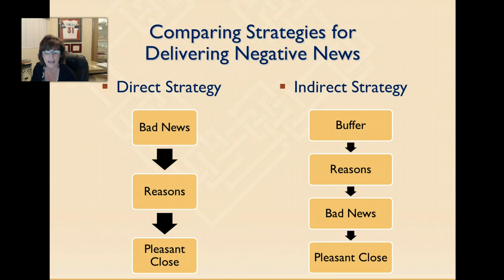An indirect pattern method of communication is best used to meet the goals of minimizing bad feelings when writing a bad news correspondence. An indirect pattern follows a four-step process. 1, the buffer. 2, reason or reasons for the bad news. And 3, deliver the bad news.